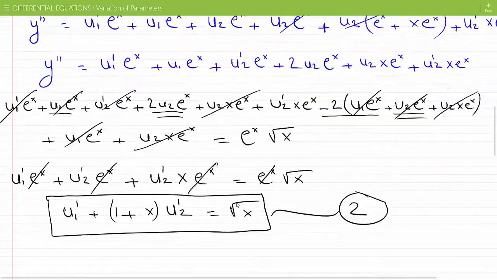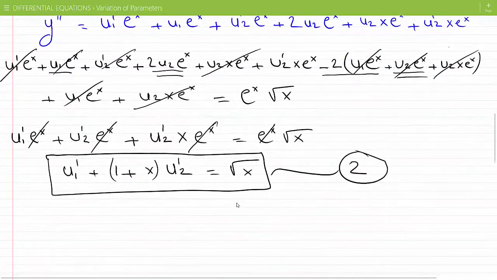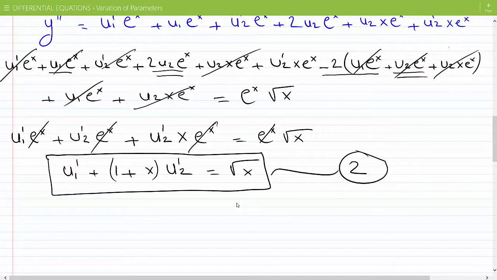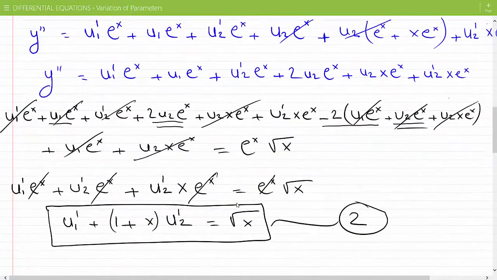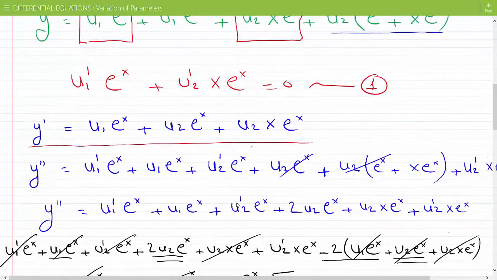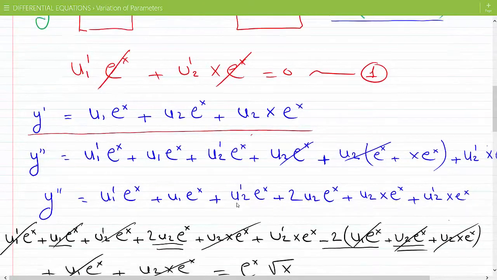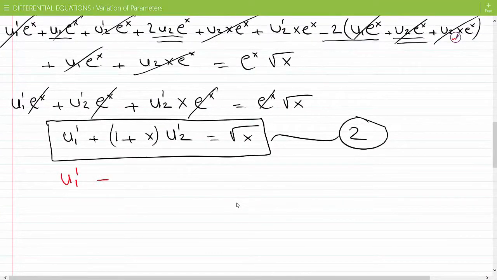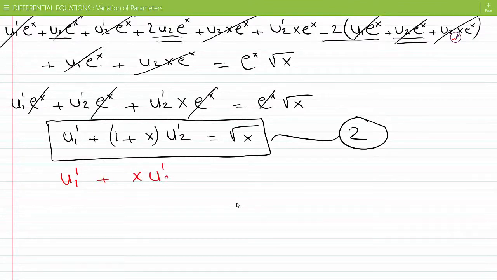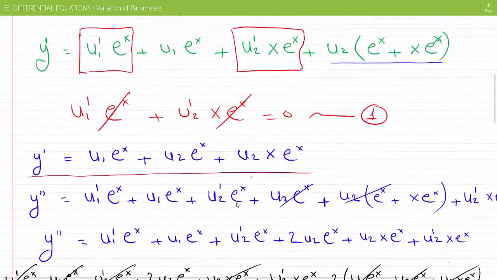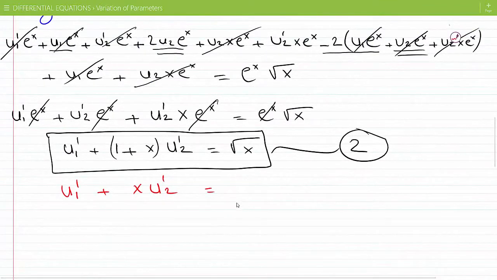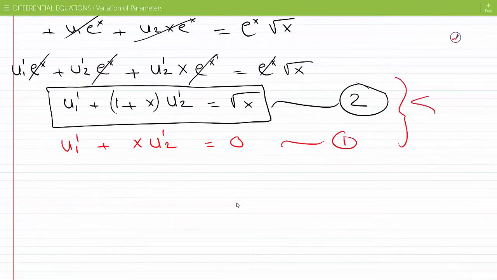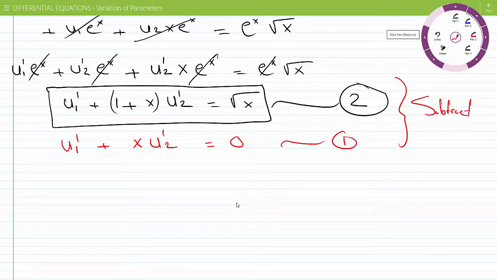And equation number 1 was u prime 1. So I'll just move equation number 2 down here. u prime 1 e to the x, I will also knock out e to the x because this is never 0. So u prime 1 plus x u prime 2 equals 0. So this was equation 1. And now we can subtract the two equations, and it looks like we're going to get something promising and simple here.